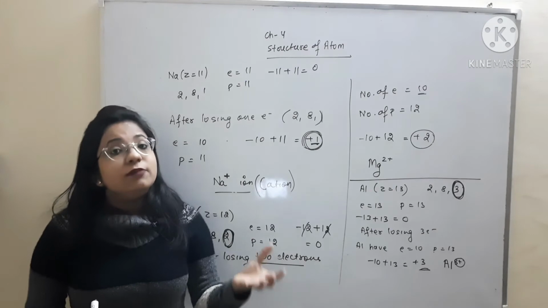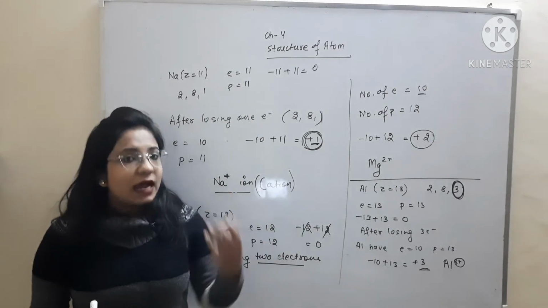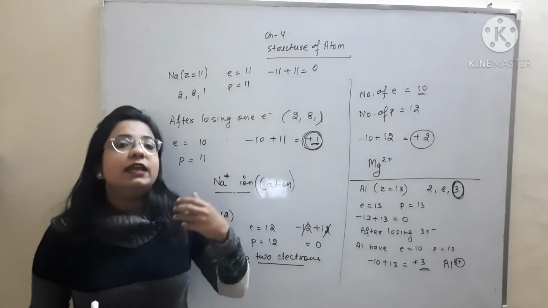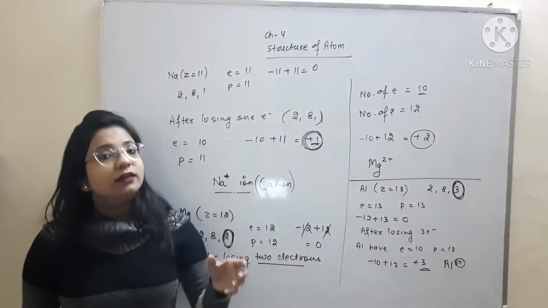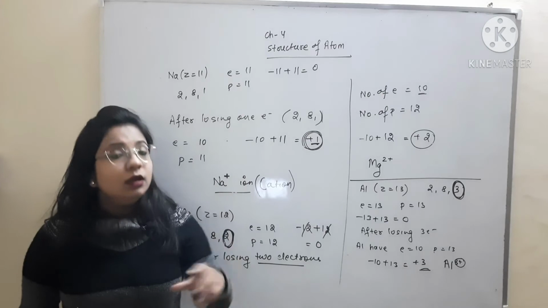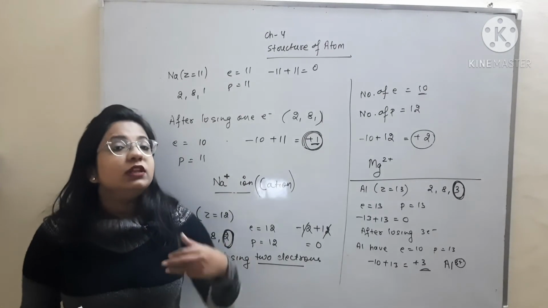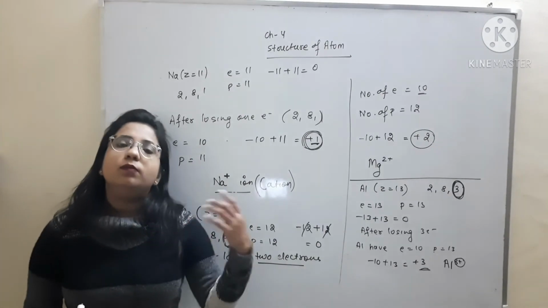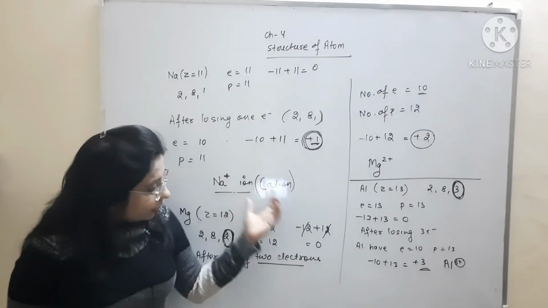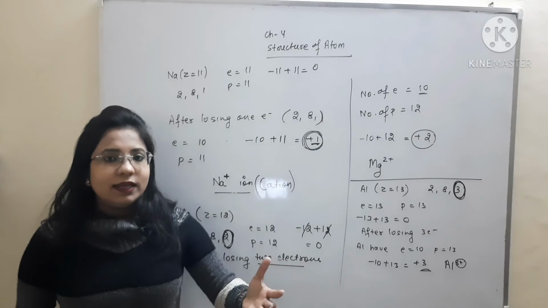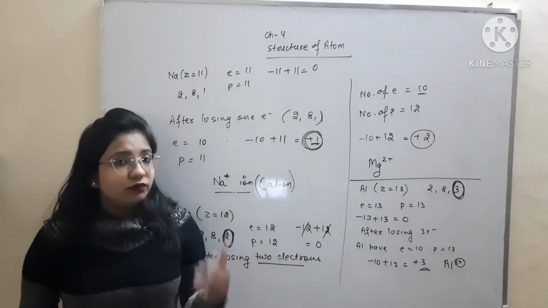And if an atom gains electrons, that many electrons it gains, it will get that much negative charge, because atom is neutral, but after gaining or losing the electrons, atom gets positive or negative charge. It is very obvious that after losing the electrons, atom will get the positive charge.